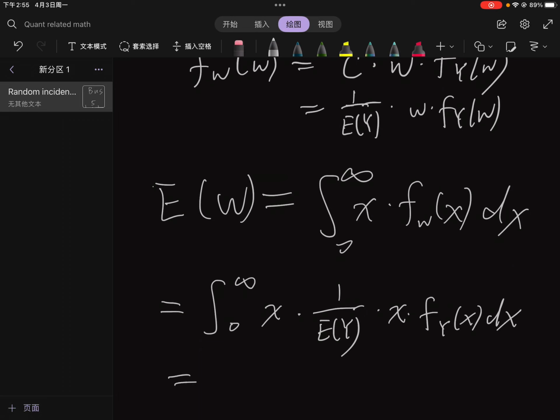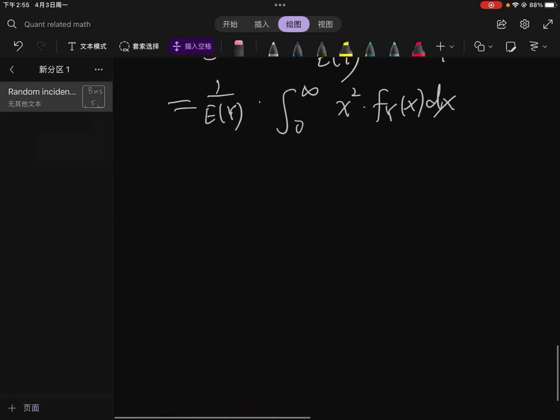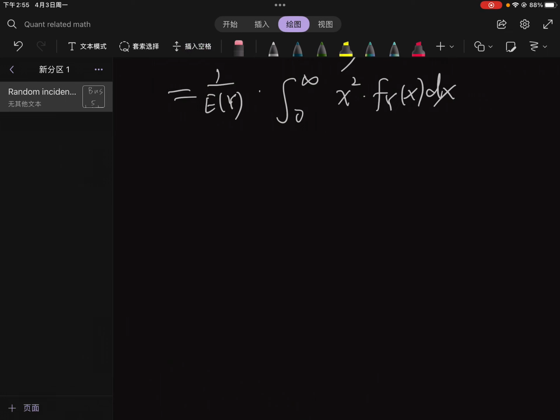This is equal to x squared times that. So we take the constant out, and what's left is the integral from 0 to infinity of x squared f_Y(x) dx. And we notice here the constant is just the expectation of Y, and the integral is just the expectation of Y squared. That's the expectation of this W.